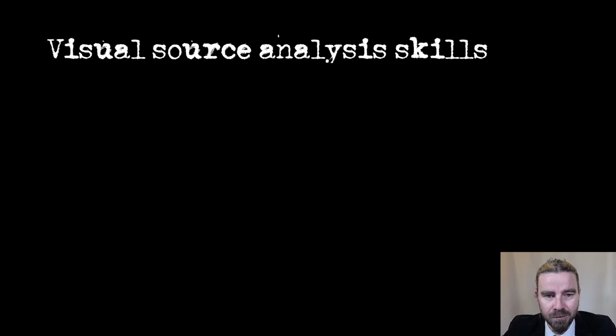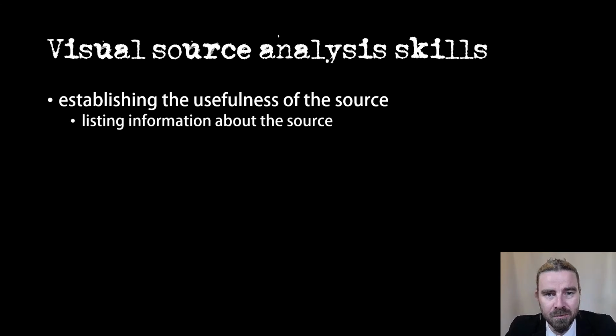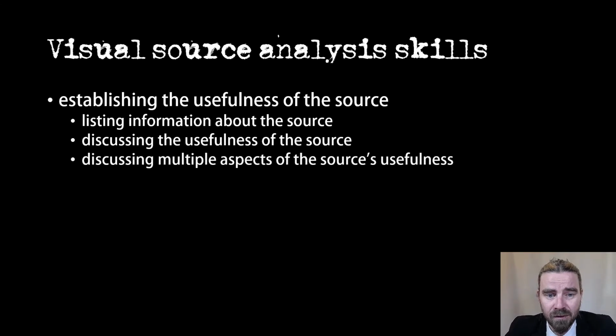Okay, next is establishing the usefulness of the source. How useful is that source to help us understand the past? At the lowest level, you're just listing stuff about the source. Very similar to the using historical knowledge skill. The next level up, you actually do discuss how useful the source is for historians. The next level up, you can see different aspects of the source's usefulness. Maybe it's got some useful content knowledge, but maybe it's got a little bit of bias, and we can use that bias. That's a separate aspect of the source's usefulness. If you can separate out those aspects, then you're doing very well.